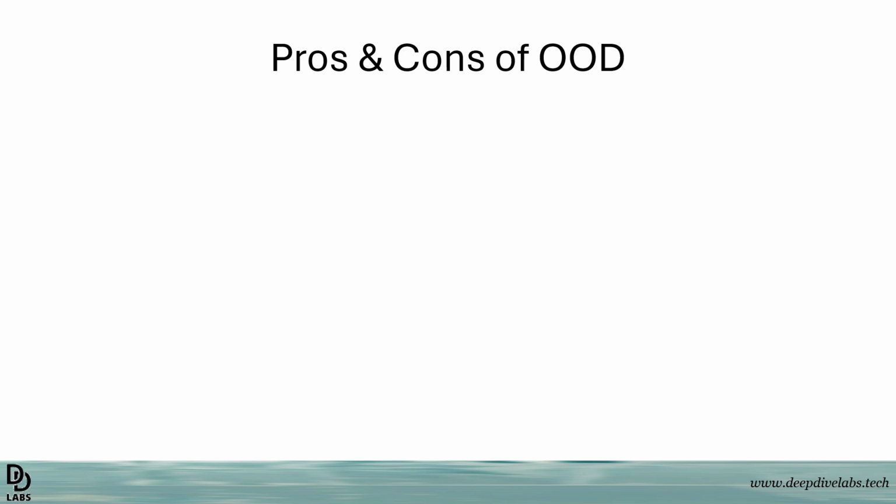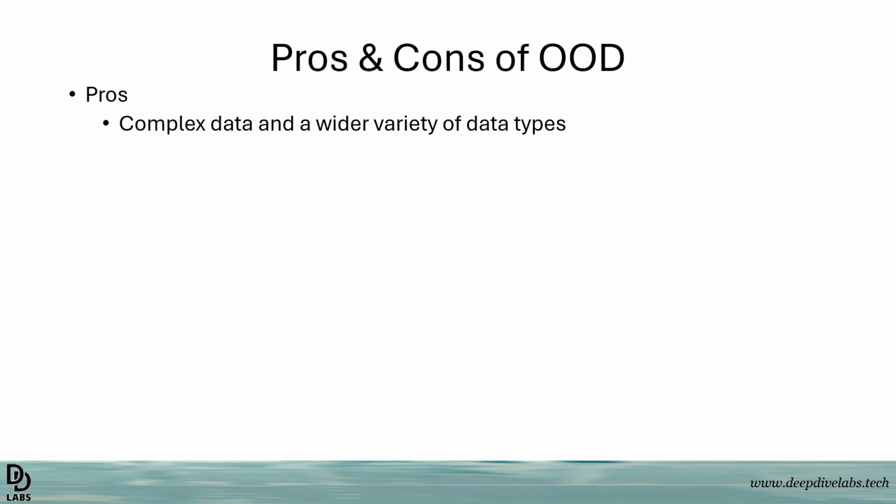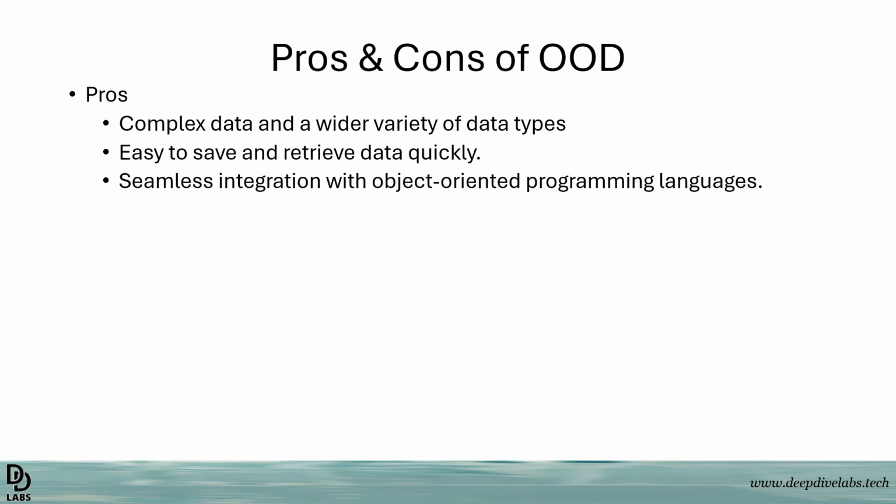It's important to understand again the pros and cons of object-oriented database. Some of the advantages: it helps to store complex data, and a wider variety of data types, into your physical store as well. Easy to save and retrieve data quickly because it's in exactly the same format as what the application needs, so there is no translation that essentially happens. Seamless integration with object-oriented programming language.